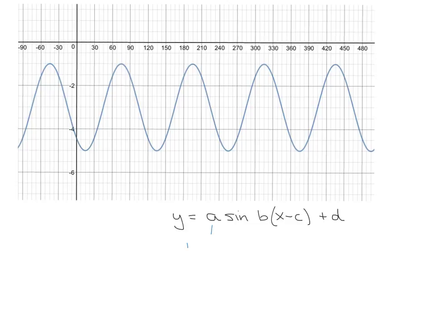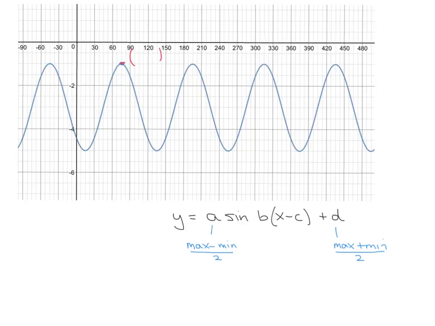We know that a is going to be the maximum minus the minimum divided by 2, and d is going to be the max plus the minimum divided by 2. So the next thing we need to do is find out where these maximum minimum lie. So we've got a maximum up here. Do it in red so we can see what's going on.